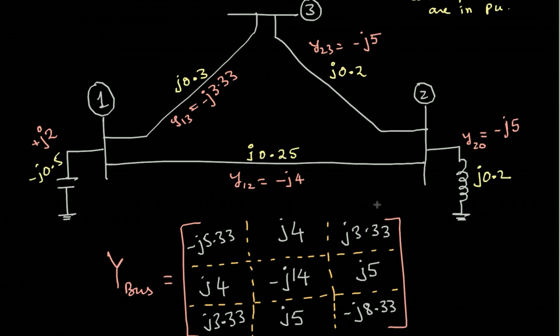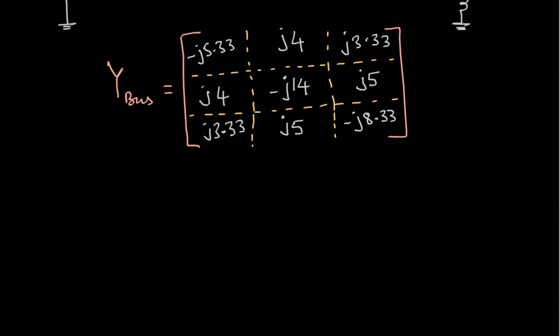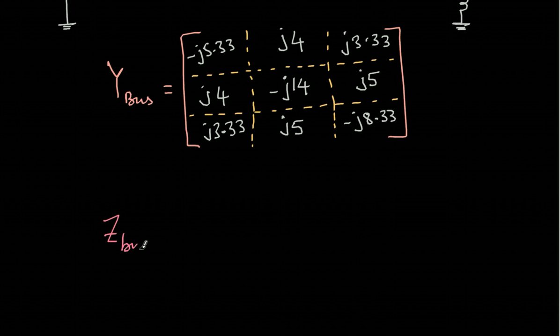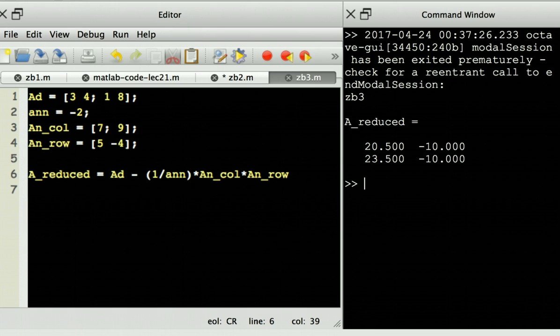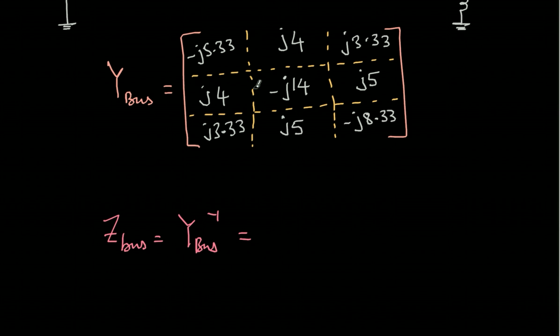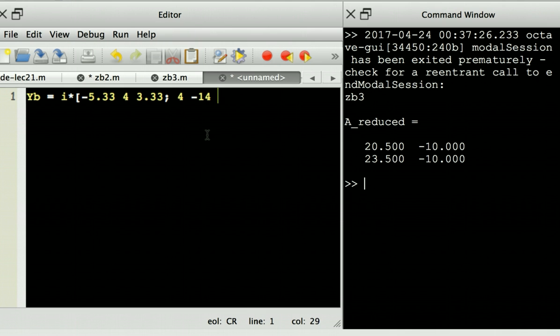And once I have the Y bus, then it's easy to find the Z bus. So how do you find the Z bus here? Z bus is nothing but Y bus inverse. And of course, to do the inversion of this matrix, I'd like to depend on the computer. So let me go to my code. So I'll open a new file. And then I'll say Y bus equal to j multiplied by, so minus 5.33, 4 and 3.33. So this is the first row. Look at the second row, 4, minus 14 and 5.